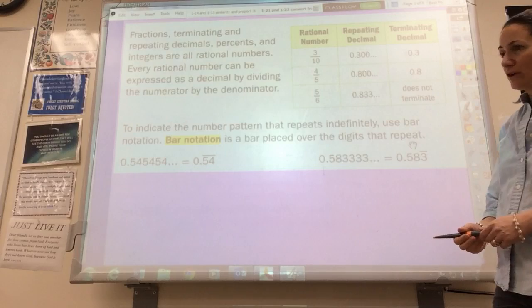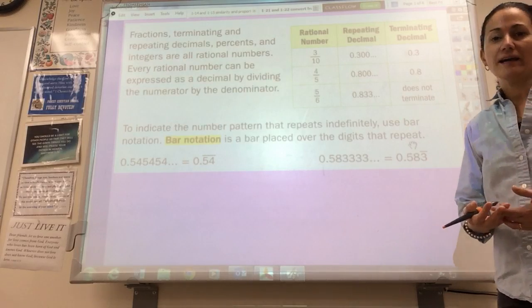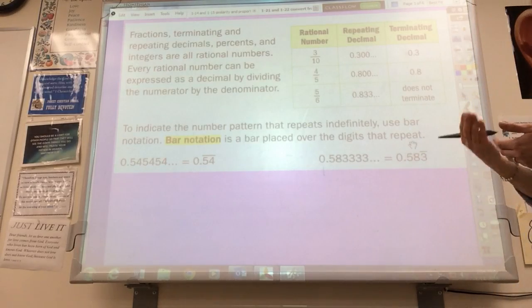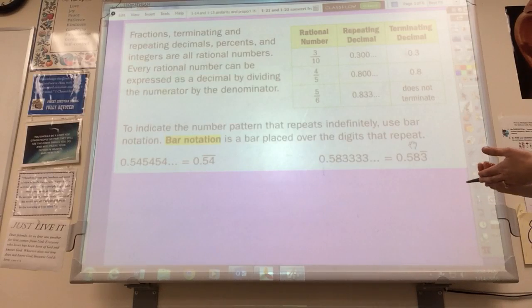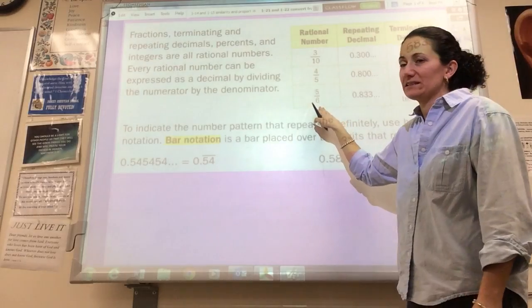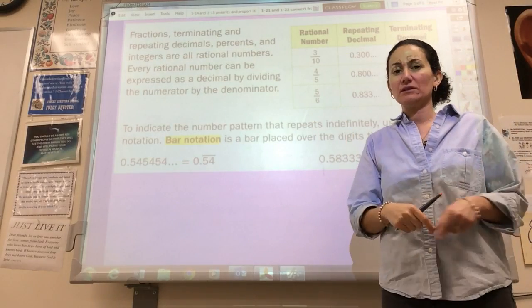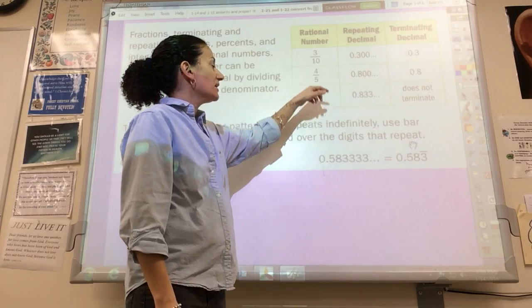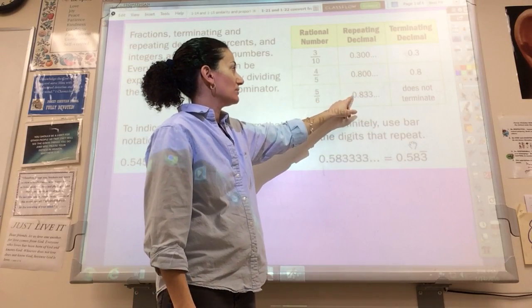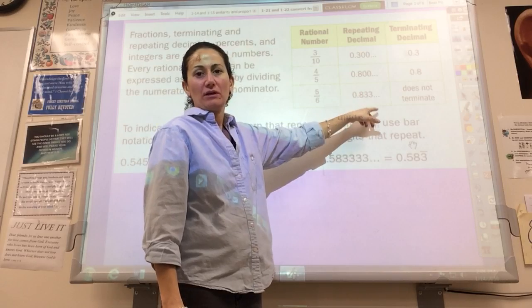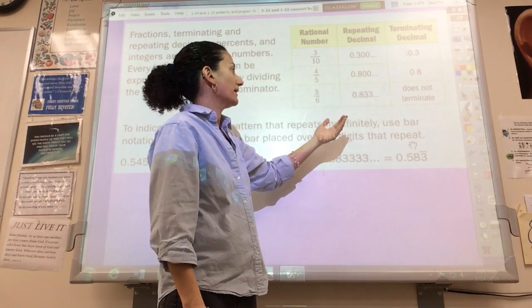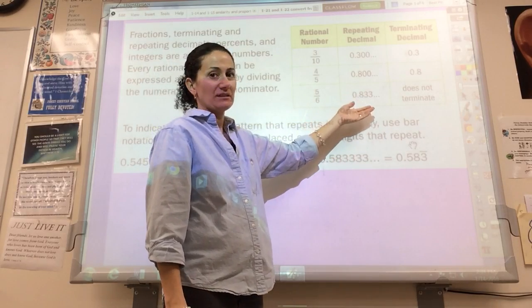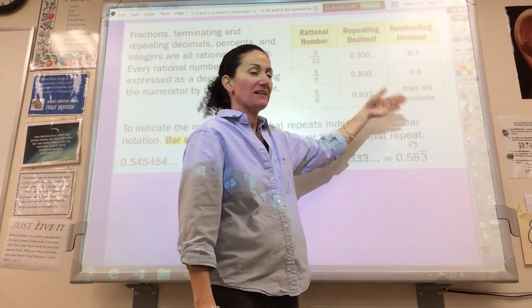However, some fractions, when we divide, we keep on getting the same number over and over. This is called a repeating decimal. 5/6 is an example of a fraction that turns into a repeating decimal. When you divide 5 by 6, you'll see that the number gives you 0.83333. It keeps on going and going. This is called a repeating decimal. It does not terminate. It doesn't end.